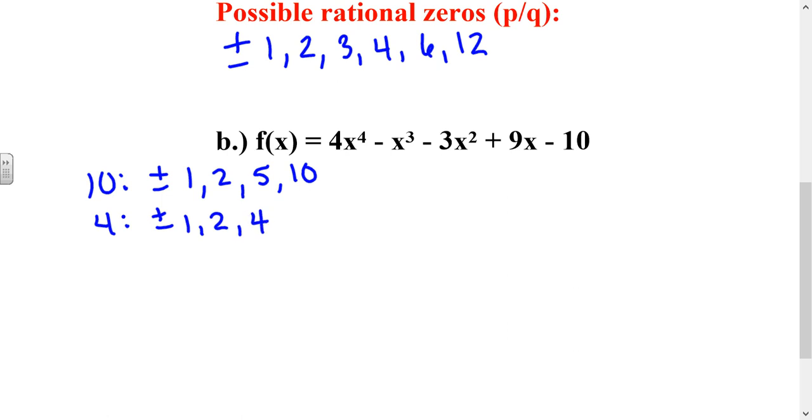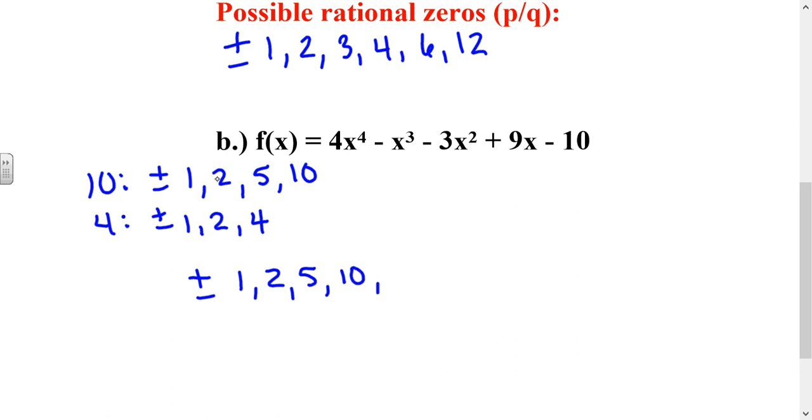Now we're supposed to divide all of these numbers. This one's a little bit different than the last example. We would have to take 1 over 1, 2 over 1, 5 over 1, and 10 over 1. But then we have to take all those numbers over 2, so it'd be 1 over 2, 2 over 2, 5 over 2, 10 over 2. And then we have to take all those numbers over 4. So this one has a lot of possible rational zeros. The answer would be positive or negative 1 over 1, 2 over 1, 5 over 1, and 10 over 1.